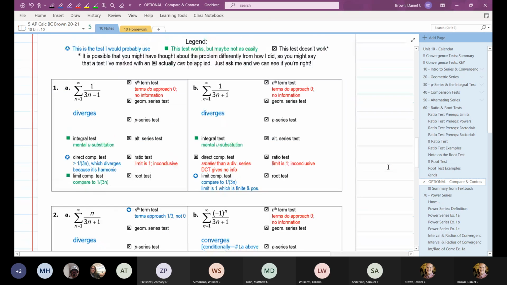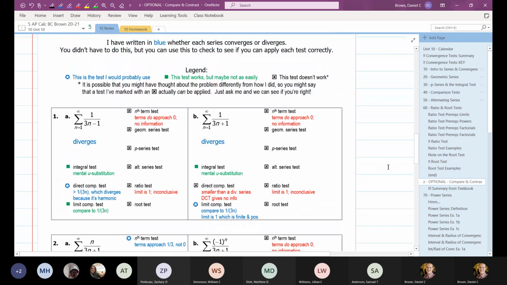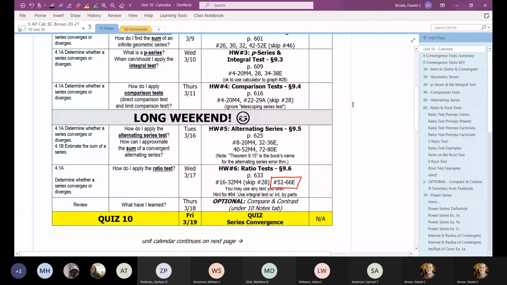I have the answer key at the bottom, including which test I would personally use. Again, it may not be the test you use because there are sometimes many series that have more than one test that works, but I try to mark the ones that I would personally use. Also, if you finish all of the homework for this unit, there are actually 4 old quizzes for you to look at and practice with. So there's really no excuse in this unit to say there's not enough practice. I think this is probably the most practice I've given for a particular unit.